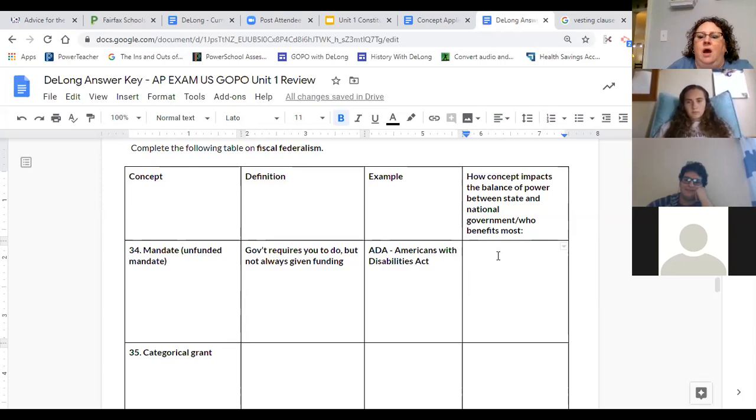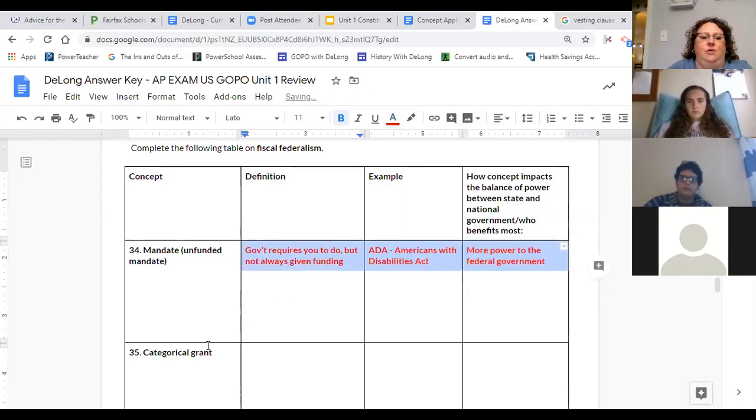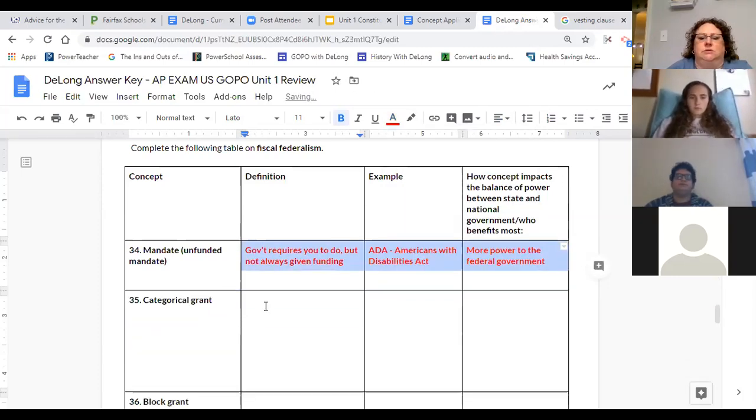Okay, so the balance of power. Who has more power in this situation? The federal government. So it's more power to the federal government because they are the ones dictating it. Okay. All right. Categorical grants. Tell me about categorical grants. It's like when the government gives you money, but you have to spend it on a certain thing, like education, for example.